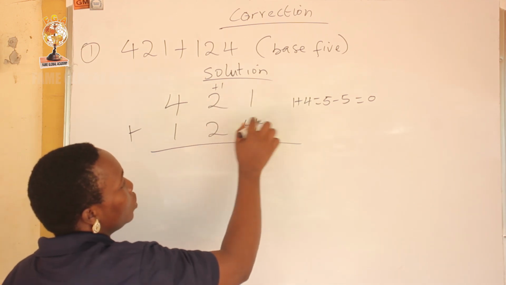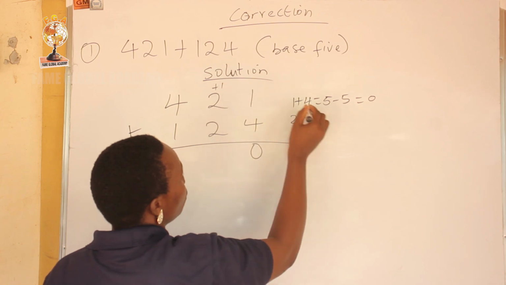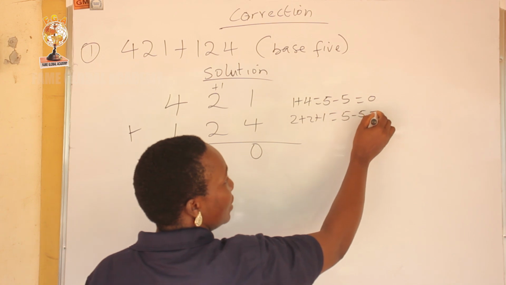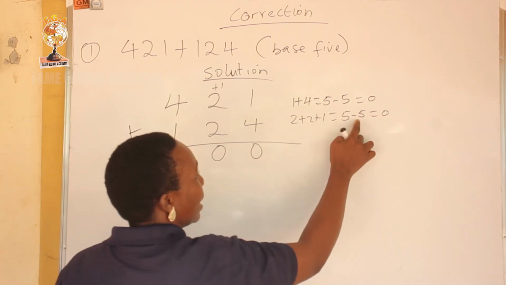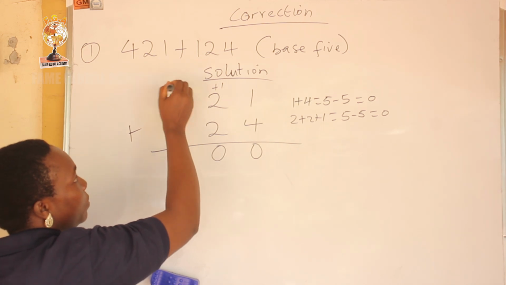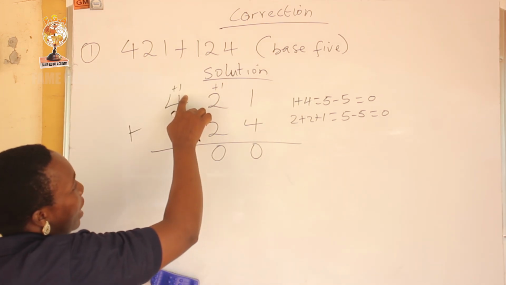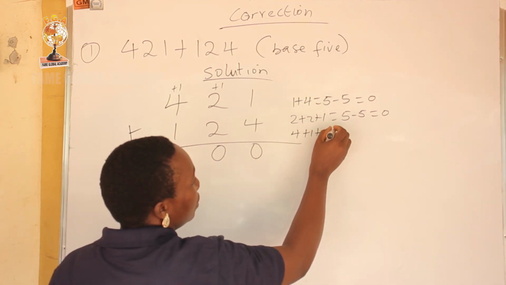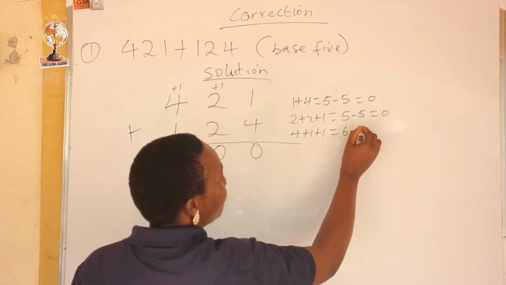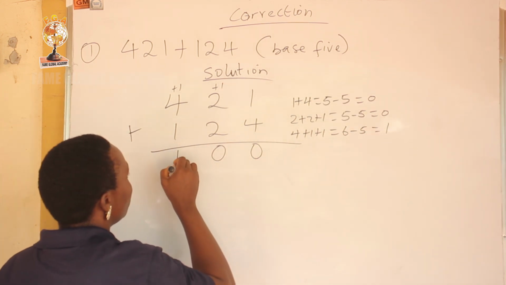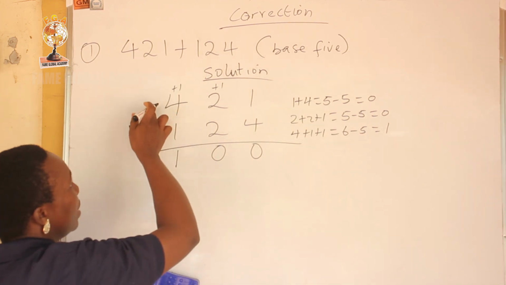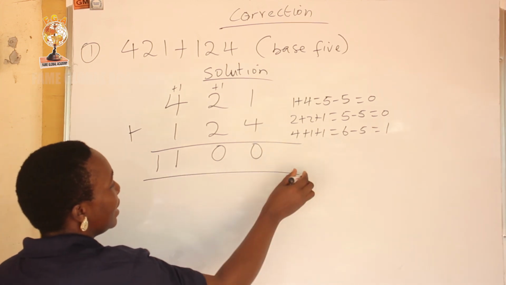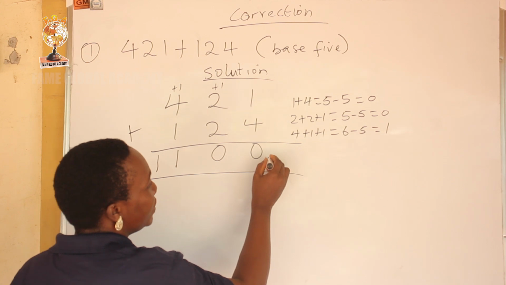So there will be 2 plus 2, plus this 1. That will also give us 5 again. So you subtract 5 as well, and your answer will be what? 0. So we are carrying 1 to this place also. This is 4 plus 1, 5, plus this one, that's giving us 6. So we still minus 5 from it, which is 1. So here is 1. Then this 5 you carry as 1 to the next part. But there is nothing here again, so you take it as 1. So our answer is 1100 base 5.